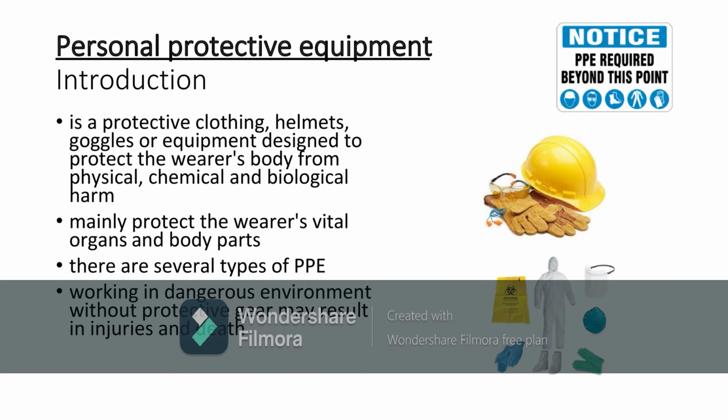PPE stands for Personal Protective Equipment. It's protective clothing, helmet, goggles, or equipment designed to protect the wearer's body from physical, chemical, and biological harm. It mainly protects the wearer's vital organs and body parts. There are several types of PPE. Working in dangerous environments without protective gear may result in death and injuries.